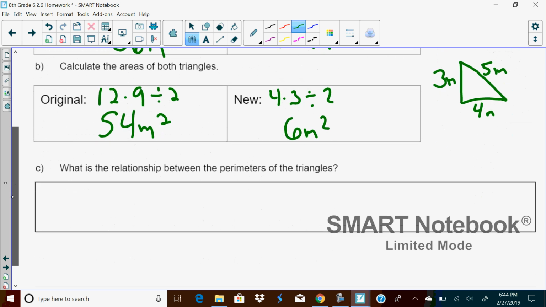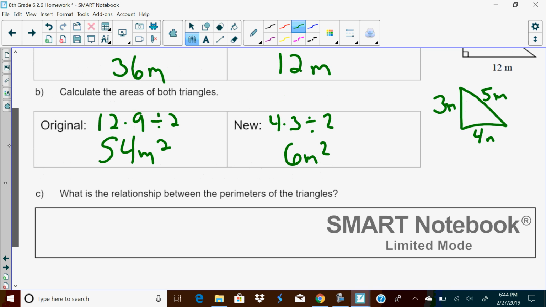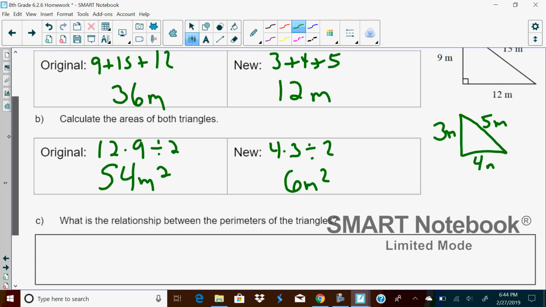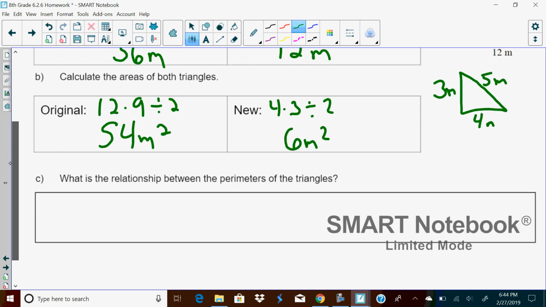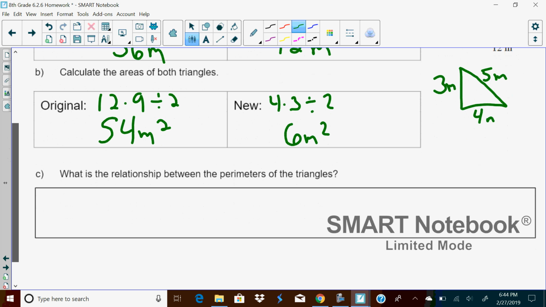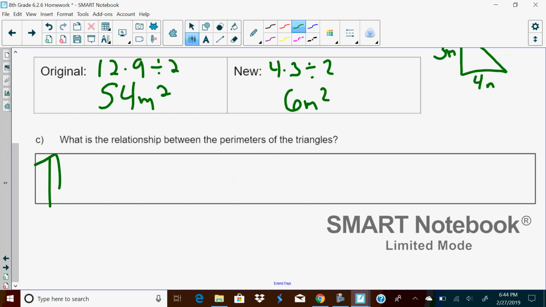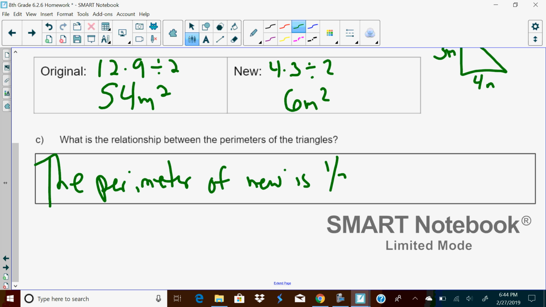So part C says, what is the relationship between the perimeters of the triangles? The perimeter of the new triangle is 1/3 the perimeter of the original. It's 1/3 of the original.